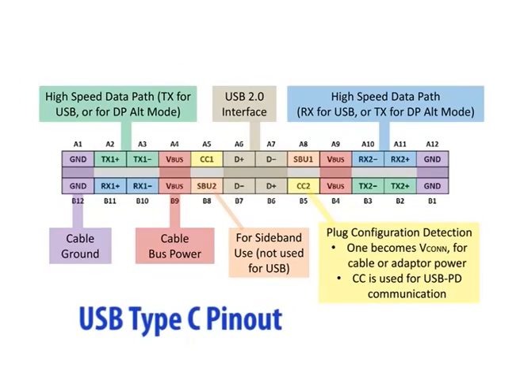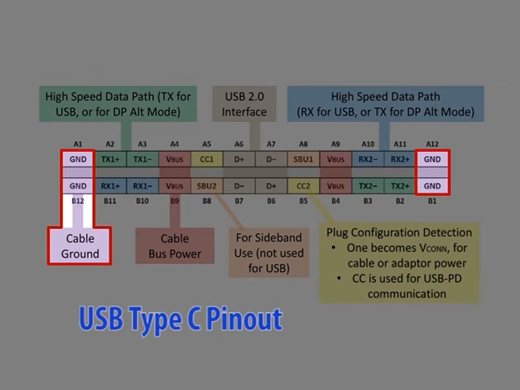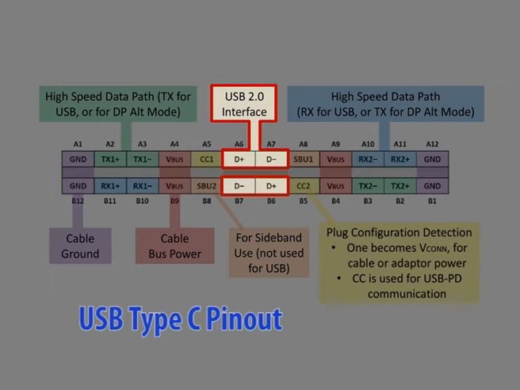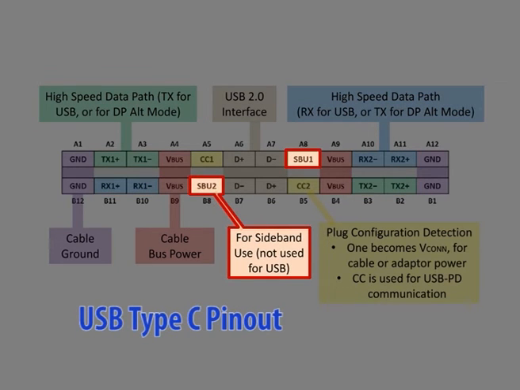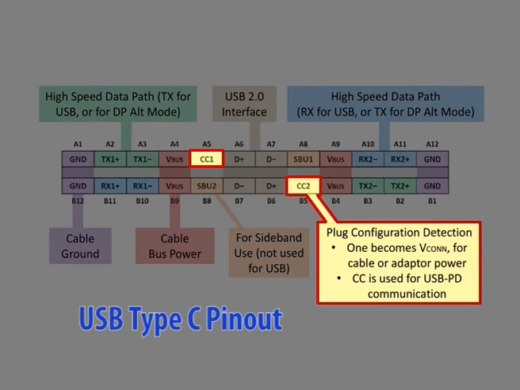providing for following connections: 1. 4 power ground pairs, 2. 2 differential pairs for USB 2.0 data bus, 3. 4 pairs for high speed data bus, 4. 2 sideband use pins, and 5. 2 configuration pins for cable orientation detection and others.